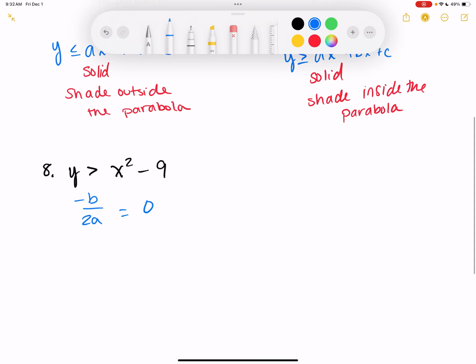So my vertex x-coordinate is 0. That means when I plug in for x of 0, I get negative 9. So my vertex is at (0, -9). Axis of symmetry. Now, we don't often draw in the axis of symmetry on these ones just because they're inequalities, but just for reference, kind of more as a review for you, that would be at x equals 0.